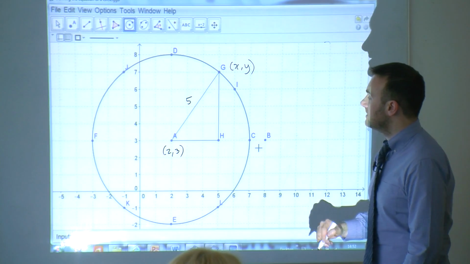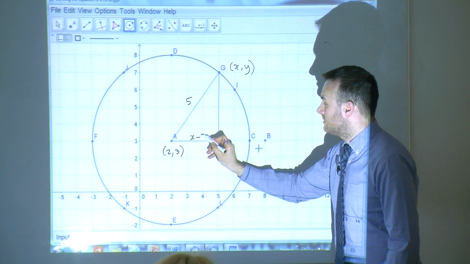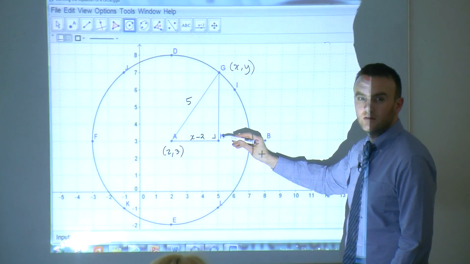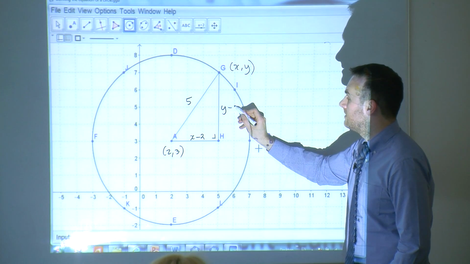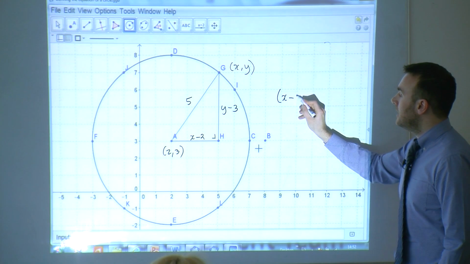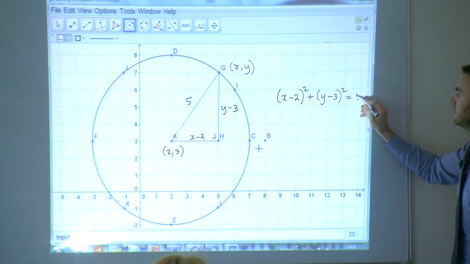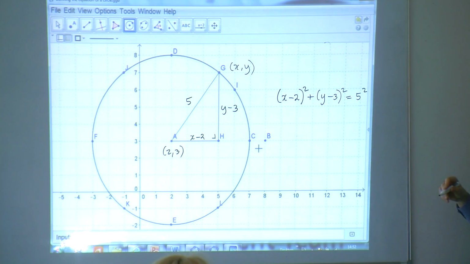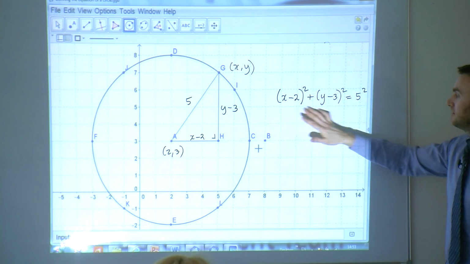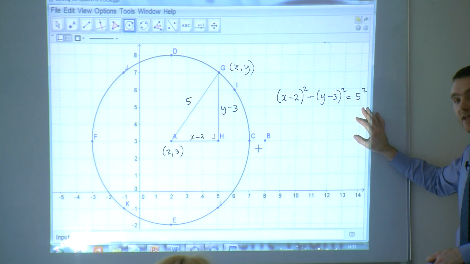So if this is the point x, y, can you tell me what that distance is? That's x take away 2. Notice it's 90 degrees. This distance? This is y take away 3. And if I apply Pythagoras' theorem, then x take 2 squared plus y take 3 squared must be equal to 5 squared. And she almost explained the equation as a condition that the points had to satisfy. You know, and I like that. If the point is going to be on this particular circle, then it must satisfy Pythagoras' theorem. Like lots of things in geometry, it's Pythagoras in disguise again.